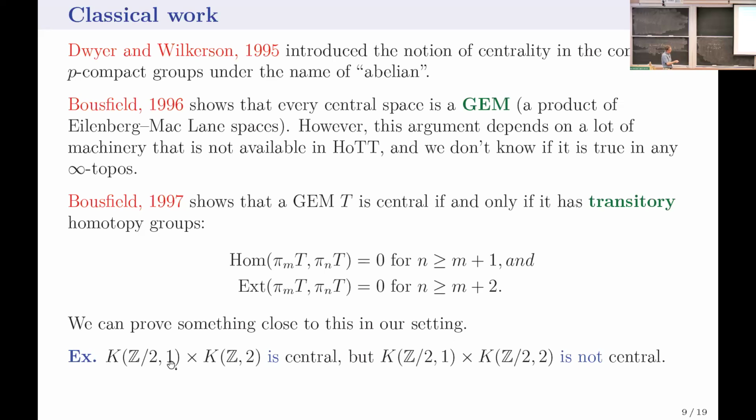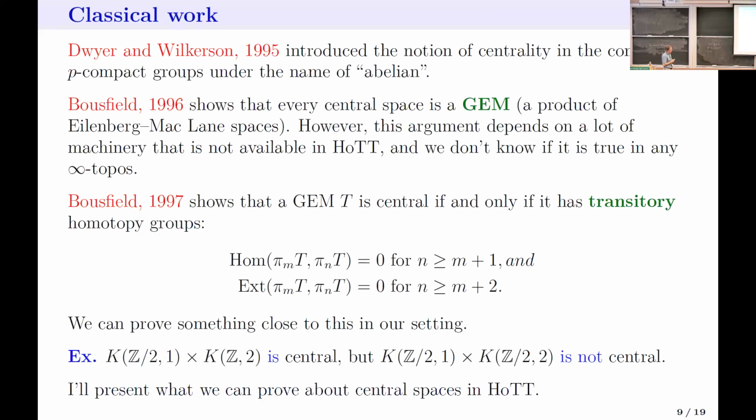RP infinity cross CP infinity is central. But if I change the CP infinity to a KZ22, now the product's not central. So some products are and some aren't. It's not exactly obvious, but these conditions tell you when it happens. Okay. So I'm not going to use these results, but I am going to tell you what we do know about central spaces and how they fit into the story that I'm trying to tell you.